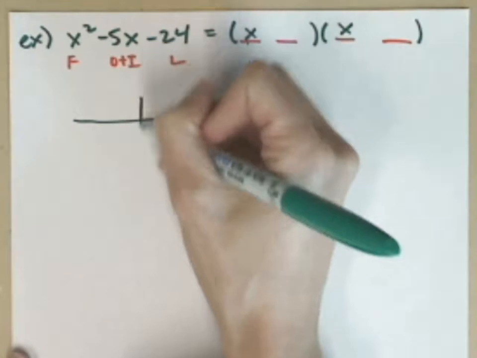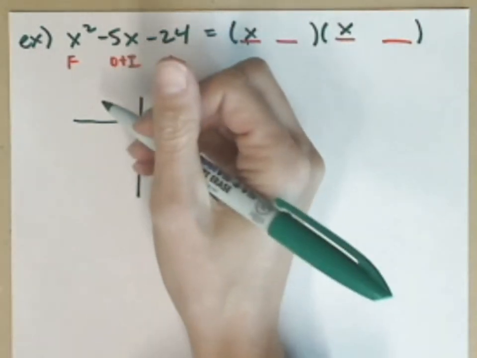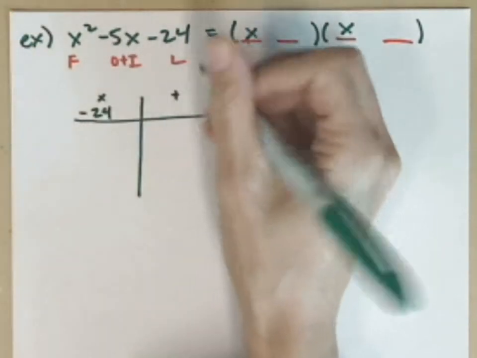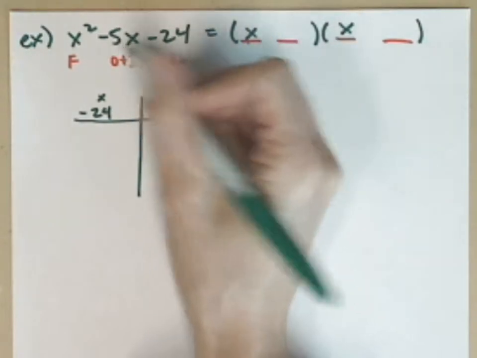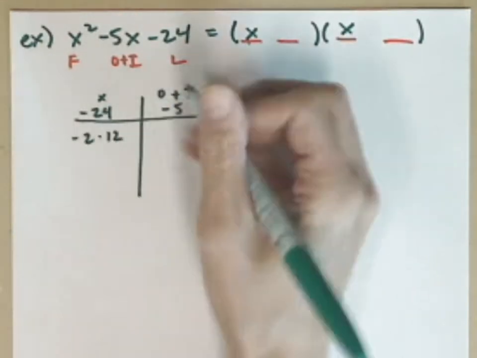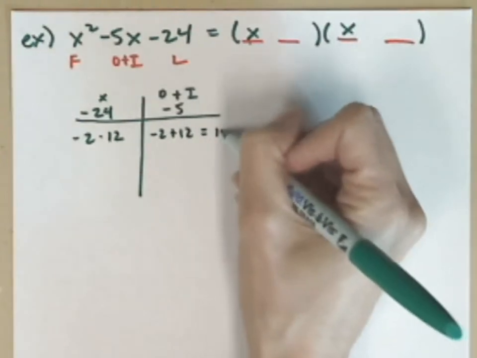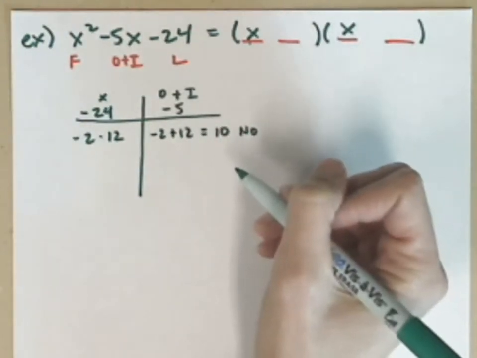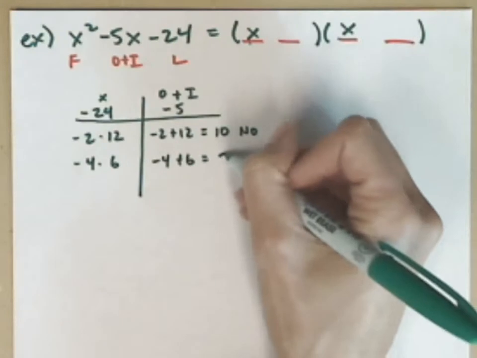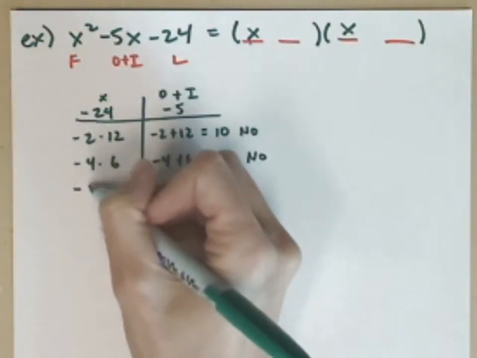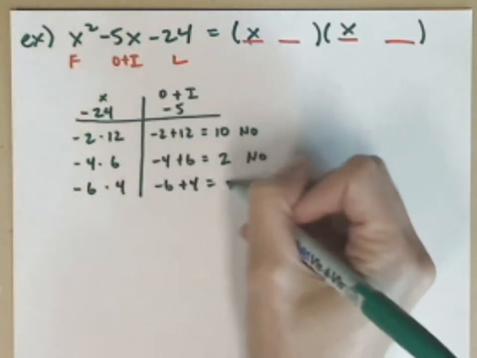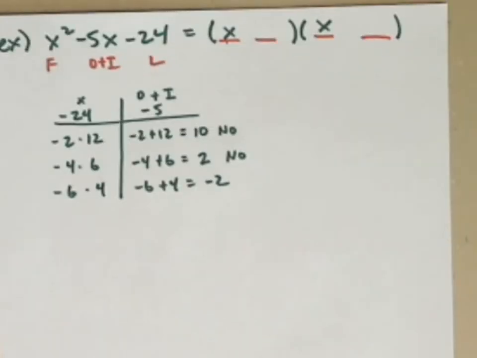Okay, now I need to do my work here. So I need to multiply to get to negative 24. And I need to add, for the outer plus the inner, to get to a negative 5. Lots of things you can try here. Negative 2 times 12. Negative 2 plus 12, though, is 10. So that one won't work. Let's see, negative 4 times 6, and negative 4 plus 6 gives me 2, also no. Even if I switched the order, I'd go negative 6 times 4. Negative 6 plus 4 is negative 2, so that's not going to work either.